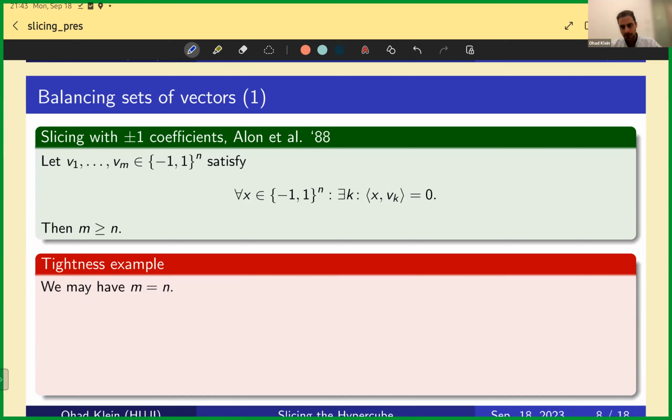Okay, so let us repeat the problem again. Suppose we are given m vectors which have coordinates plus or minus 1, and suppose this vector set satisfies that for every point.